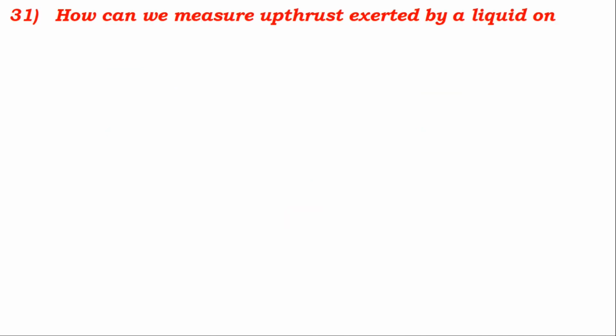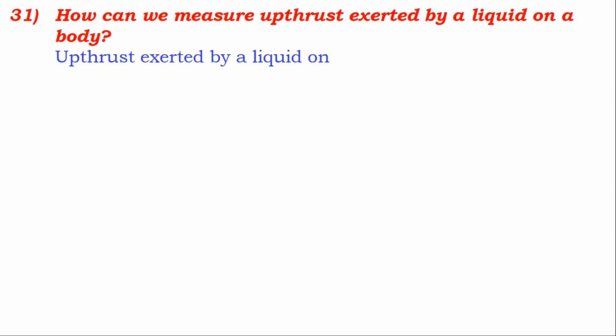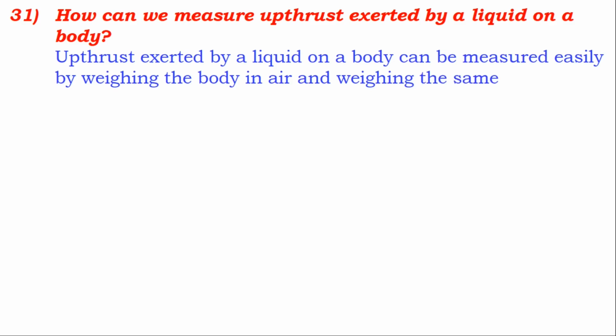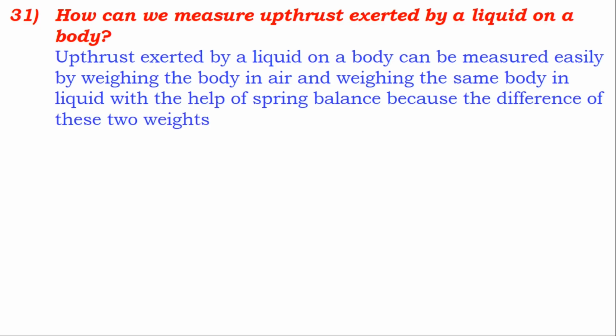Question number 31. How can we measure upthrust exerted by a liquid on a body? How to measure it? It's very simple. Upthrust exerted by a liquid on a body can be measured easily by weighing the body in air and weighing the same body in liquid with the help of a spring balance, because the difference of these two weights is the upthrust. First, we'll weigh the body in air and then we'll weigh the same body by immersing it into water or another liquid. The difference of weight is the upthrust exerted by that liquid on the body.